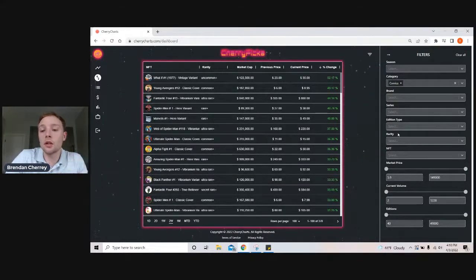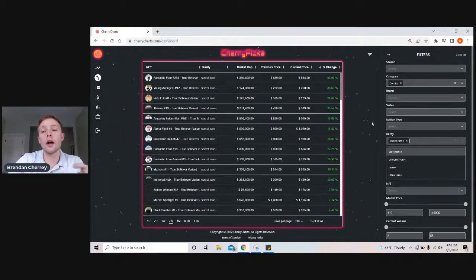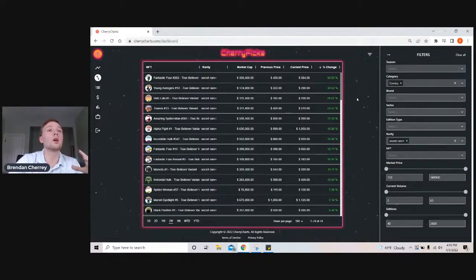Are you flipping these regularly, or are you actually trying to hold on to these and seeing how they're performing over time? A lot of people from CherryCharts 1.4 are really big fans of the filters. And so we really wanted to make sure that we're using that same system and give users as much opportunity as they can to really mess around and see exactly what information they want, change by rarity, secret rare, everything they could possibly want to do, and really hone in their search.